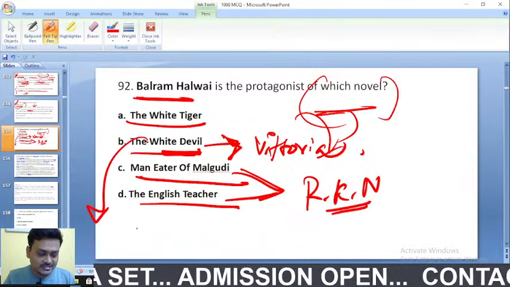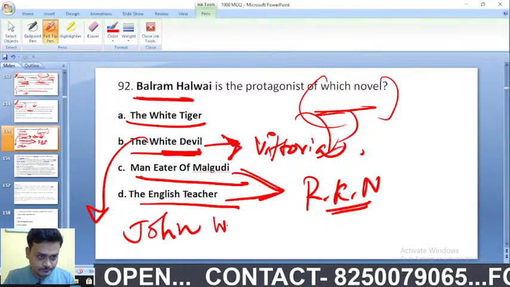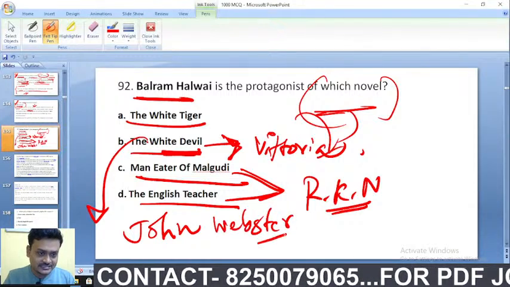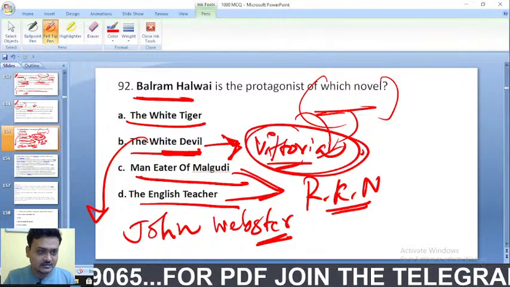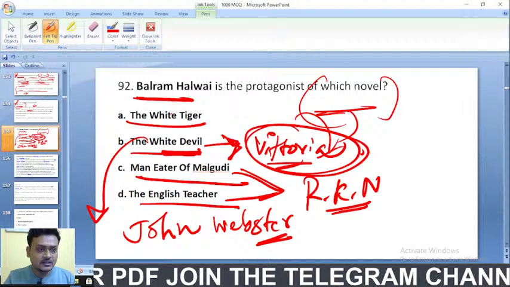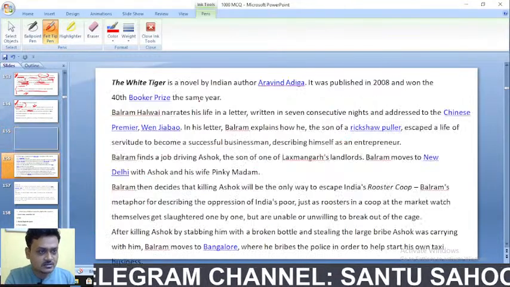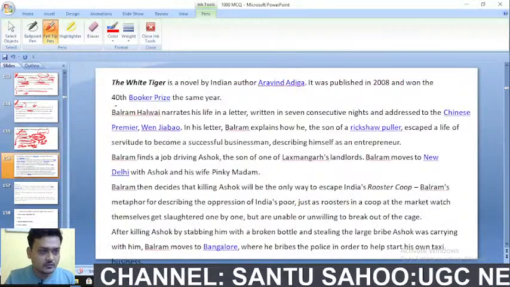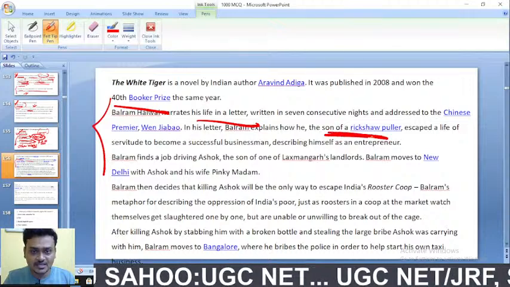John Webster's Vittoria, The White Devil. John Webster has written this work, The White Devil, where Vittoria is the titular character. And here, The White Tiger, Balram Halwai, is the right answer. Got it. 40th Booker Prize, Balram Halwai narrates his life in a letter, rickshaw puller, son of a rickshaw puller.